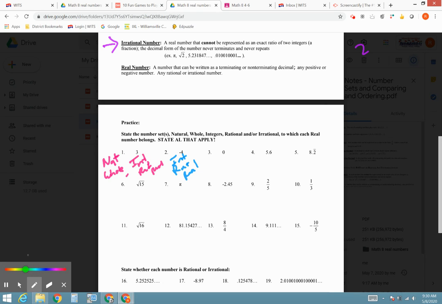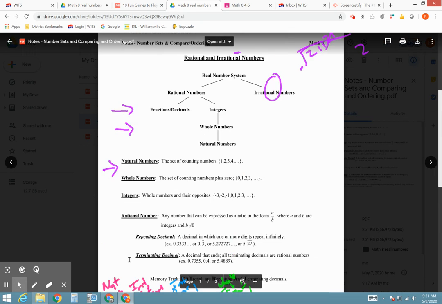The number 0. Not natural, but it is whole, and then it's everything above it. So it's whole, it's an integer, it's rational, and it's real. The number 5.6. Well, it's not natural because I don't count with decimals. It's not whole because it has a piece here. This 0.6 is 6/10. It's not an integer because integers don't have any parts or pieces. So it is rational and real.